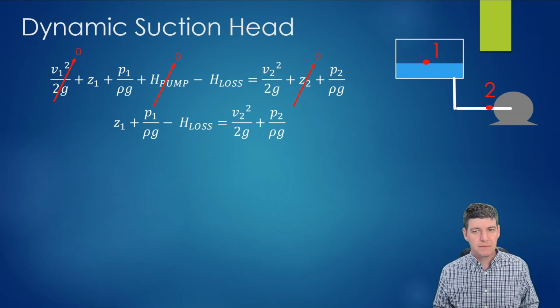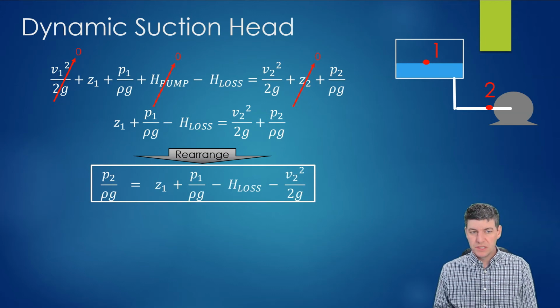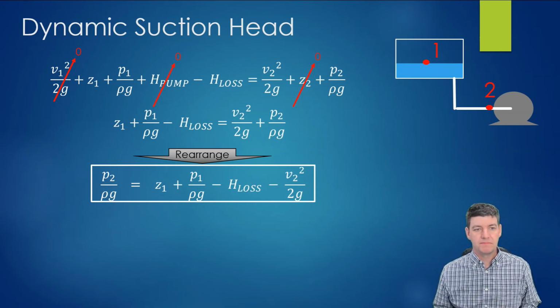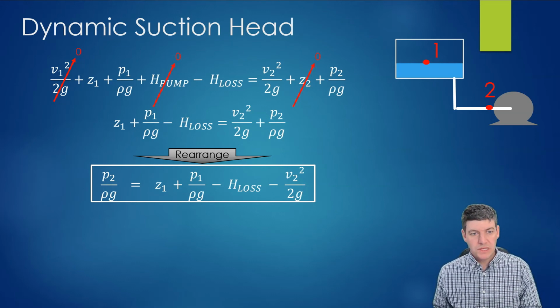Okay, so we've eliminated 3 terms out of Bernoulli's, and if we rewrite that with those missing terms removed, we've got another line. But in order for me to find out what my dynamic suction head is, remember that it's related to the pressure at the inlet of the pump. So that would be my pressure 2. And so if I rearrange that to solve for my pressure 2 term, or my pressure head at the pump, what I get is pressure 2 over rho g is equal to my Z1 value plus the P1 over rho g minus my losses minus my velocity head.